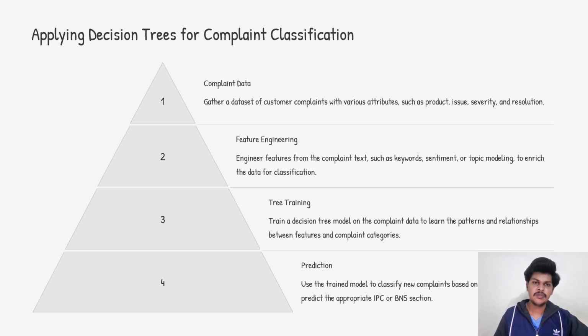Applying decision trees for complaint classification. First, complaint data. Gather the dataset of customer complaints with various attributes such as product, issue, severity, and resolution. Second, feature engineering. Engineer features from the complaint text such as keywords, sentiment, or topic modeling to enrich the data for classification. Third, tree training. Train a decision tree model on the complaint data to learn the patterns and relationships between features and complaint categories. Fourth, prediction. Use the trained model to classify new complaints.